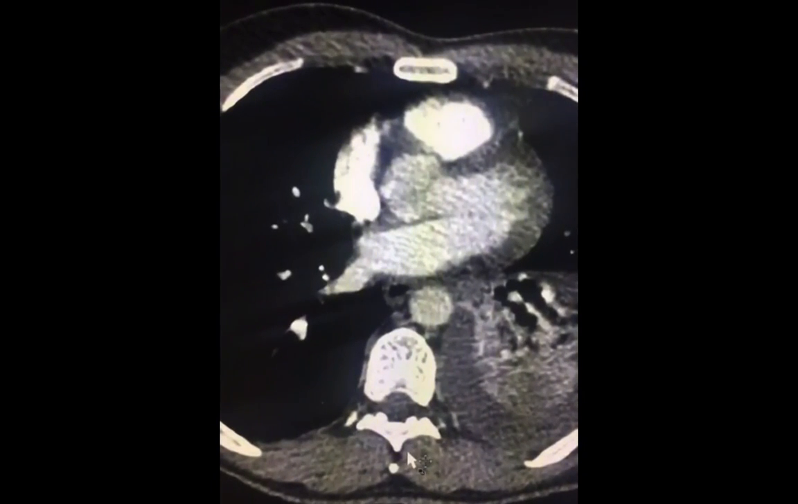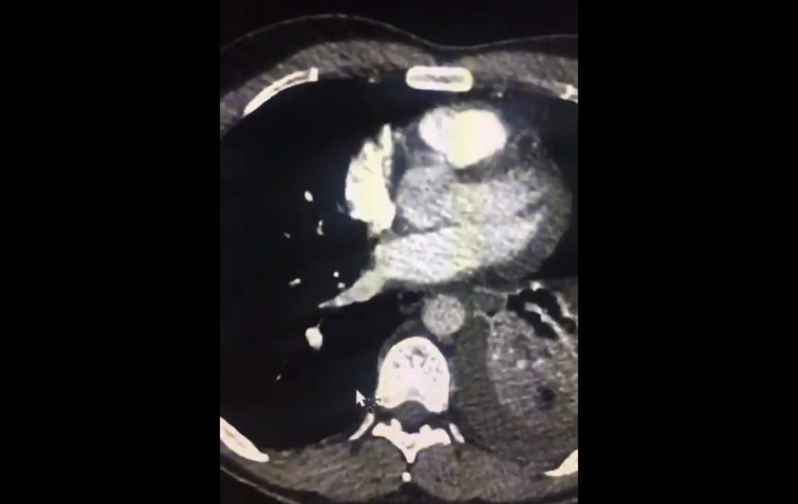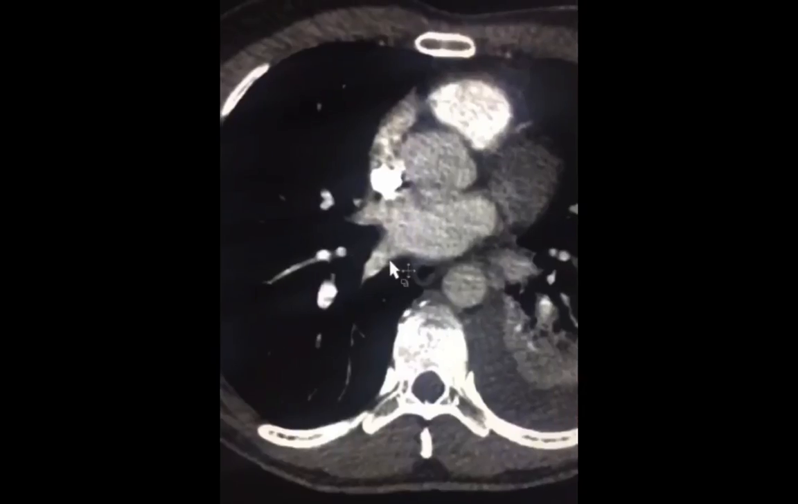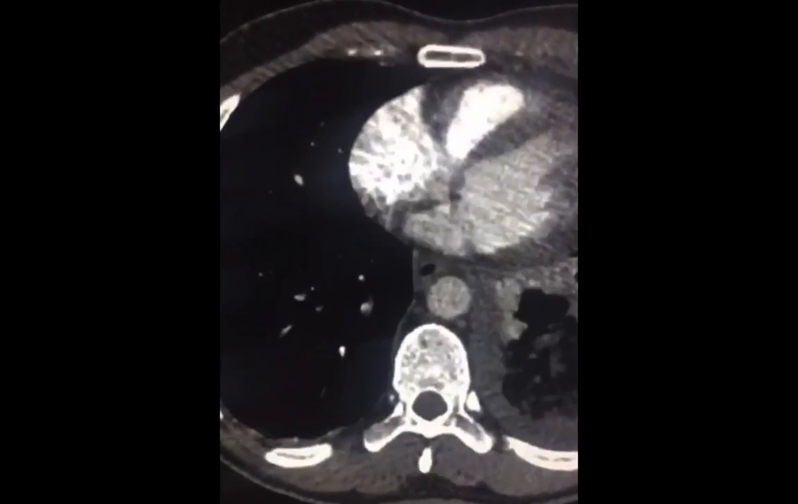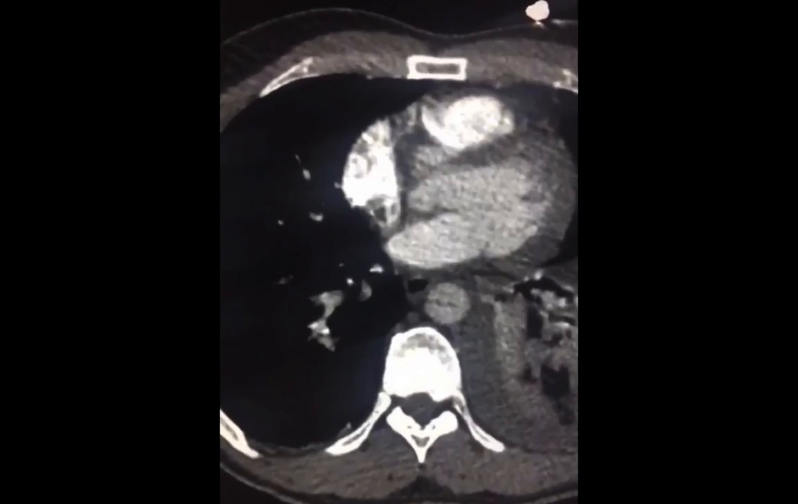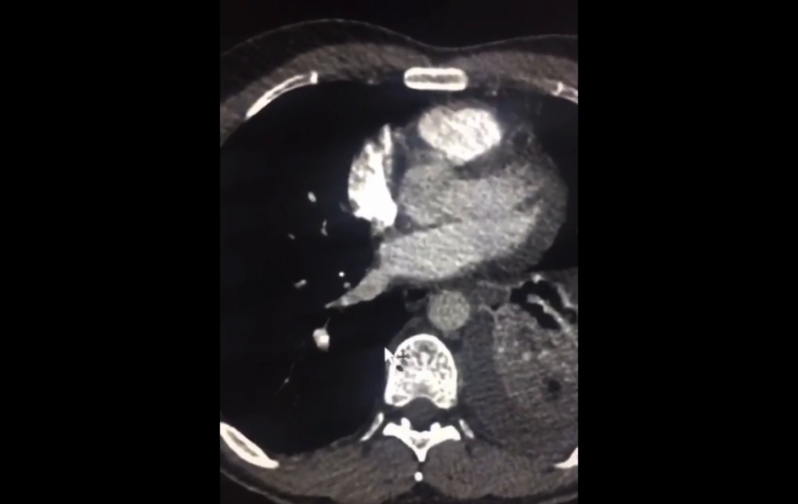This is a CT pulmonary angiogram, and the question is: is this pulmonary embolism? Evaluating the rest of the pulmonary arteries revealed no other areas suspected of pulmonary embolism. So when you look at such an abnormality, please do the following.